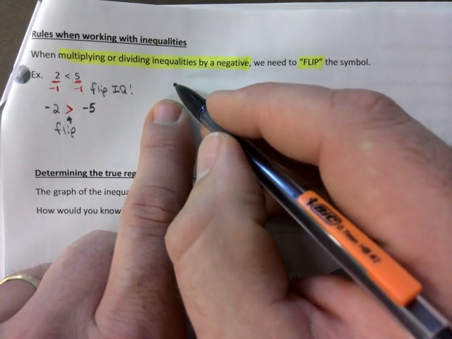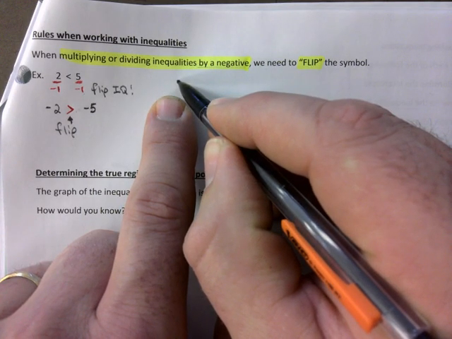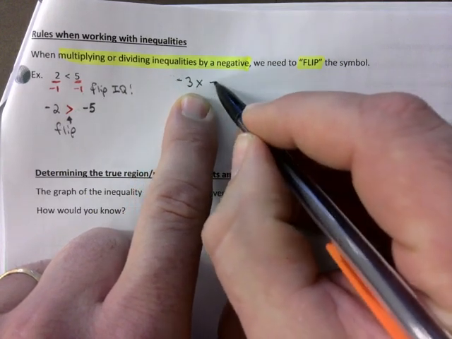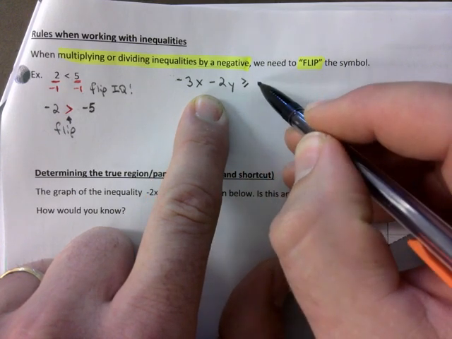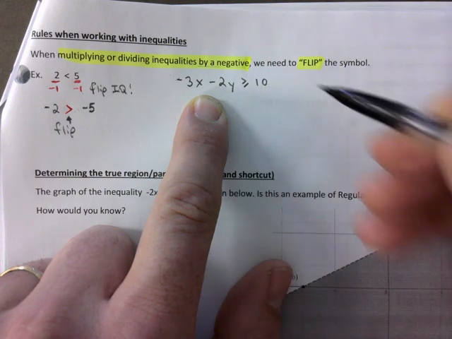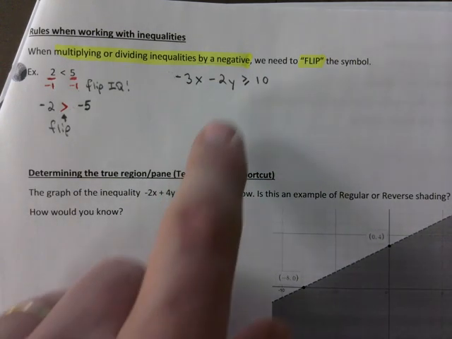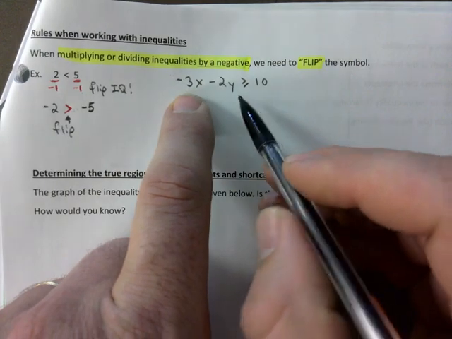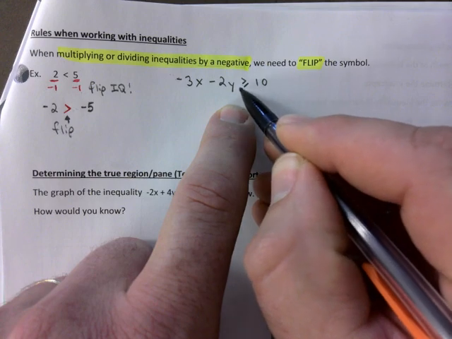So let's take this further. If you had, I'm making this one up right now, let's say it's -3x minus 2y is greater than or equal to 10. That's another example. You would want to rewrite it and make it look like y = mx + b, so you can work with it, treating this just like you would an equal sign.